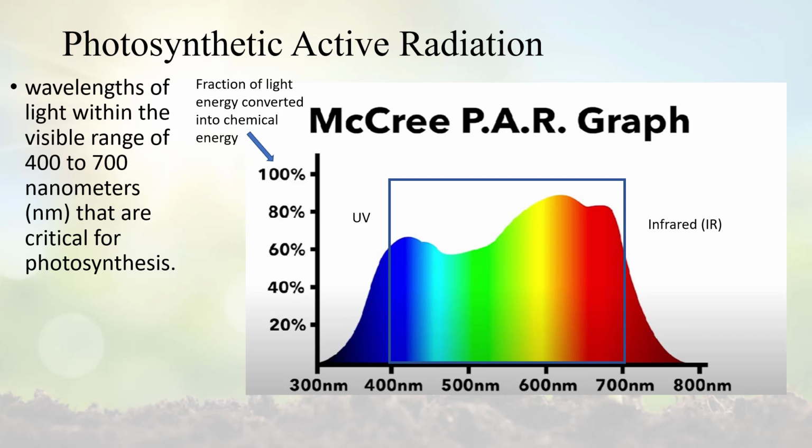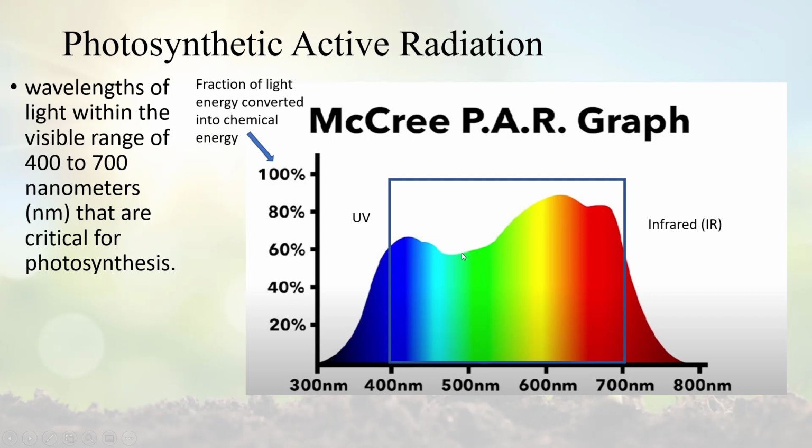And that's kind of what you see here with this McCree PAR graph. McCree looked at each spectrum of light, or each color of light, and then he measured the fraction of that light energy that gets converted into chemical energy through photosynthesis. And from this McCree PAR graph, you have your local maxima here at the blue and over towards the red.